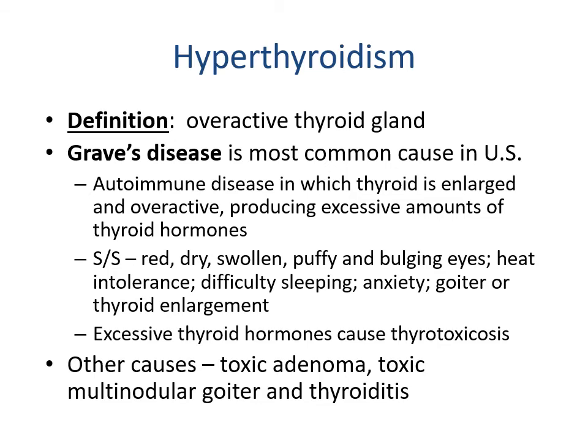Looking at hyperthyroidism, this is an overactive thyroid gland. Graves' disease is the most common cause in the US. Again, similar to Hashimoto's, this is an autoimmune disease in which the thyroid is enlarged and overactive, producing excessive amounts of thyroid hormones. Signs and symptoms include red, dry, swollen, puffy, and bulging eyes, heat intolerance, difficulty sleeping, anxiety, and goiter or thyroid enlargement. Excessive thyroid hormones can cause thyrotoxicosis. Other causes of hyperthyroidism include toxic adenoma, toxic multinodular goiter, and thyroiditis.